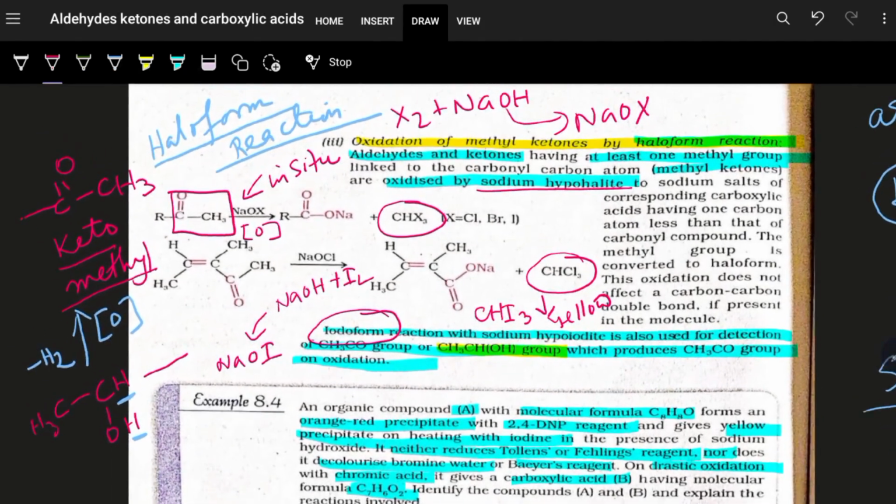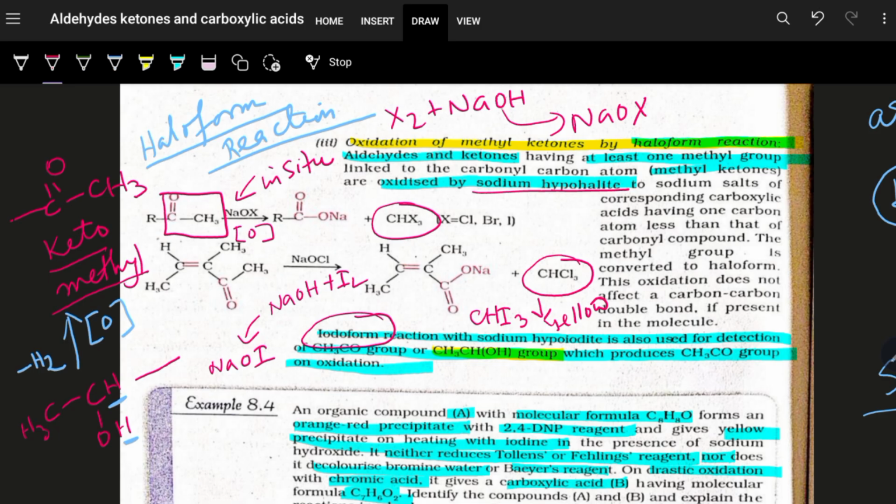Acetaldehyde responds to the iodoform test, giving a yellow precipitate with I2 and NaOH. How can you distinguish methanol and ethanol? Ethanol will respond to the iodoform test, but methanol will not. Acetone also responds to the iodoform test.